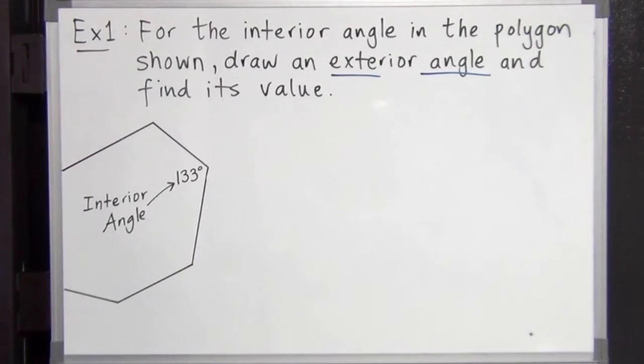Here we have a polygon with n sides. We don't know how many, it's not really important here. We have an interior angle here, 133 degrees. What we're going to do is draw an exterior angle for this interior angle.